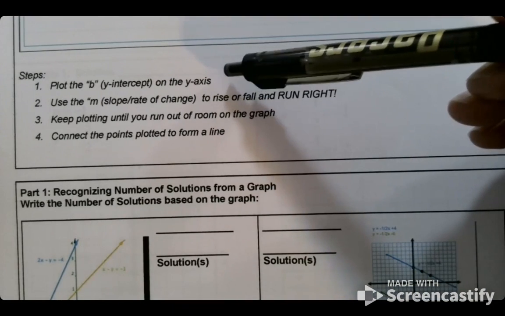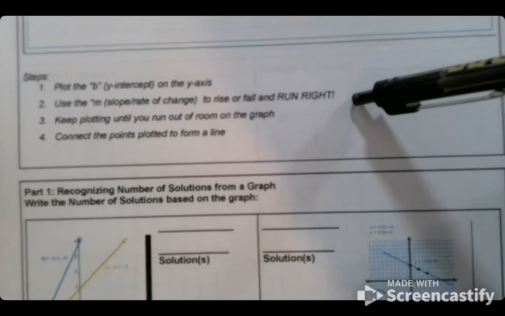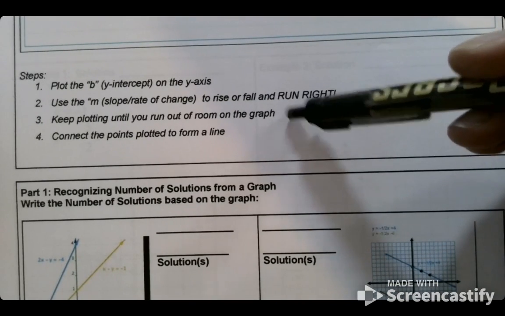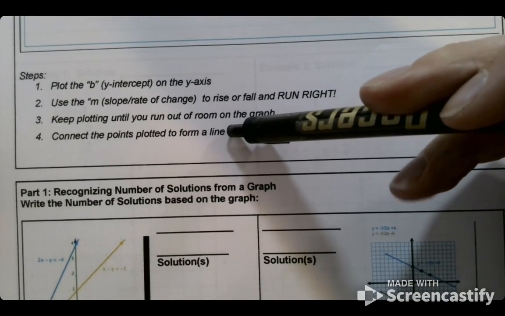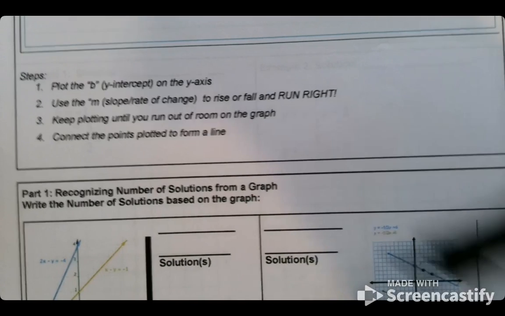Reminder from last week: plot B on the y-intercept on the y-axis. Then use your slope to create other points. Keep plotting until you run out of room. Connect the points you plotted to make a line.